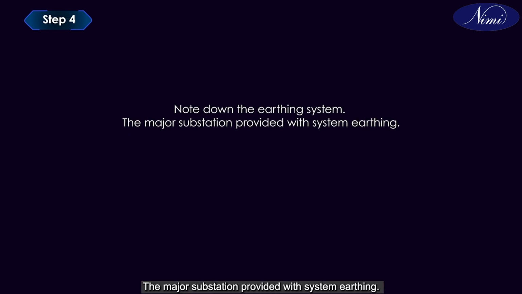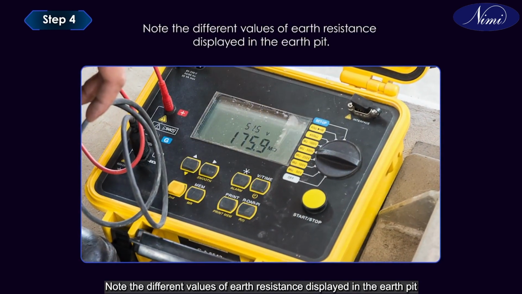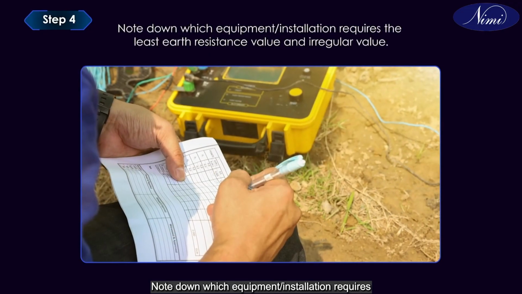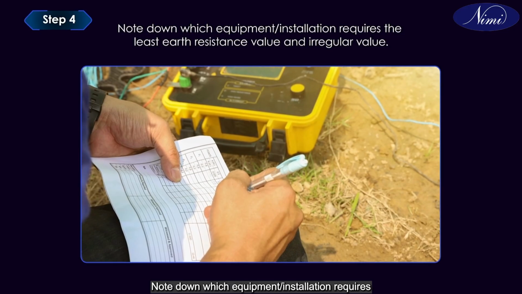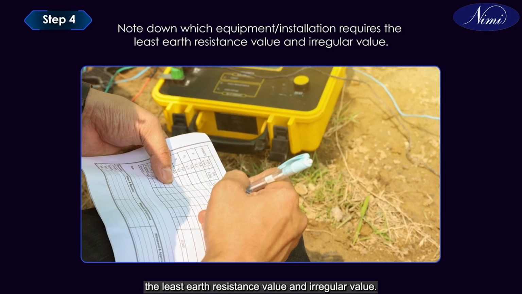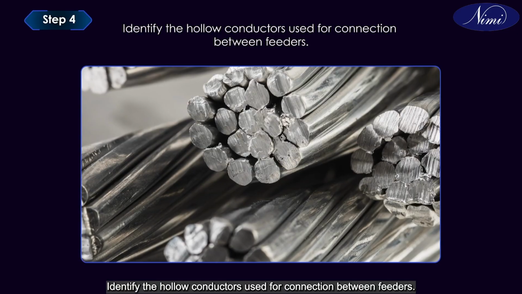Step 4. Note down the earthing system, the major substation provided with system earthing. Note the different values of earth resistance displayed in the earth pit. Note down which equipment or installation requires the least earth resistance value and irregular value. Identify the hollow conductors used for connection between feeders.